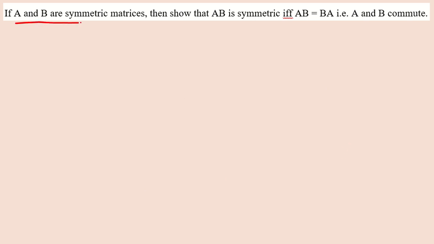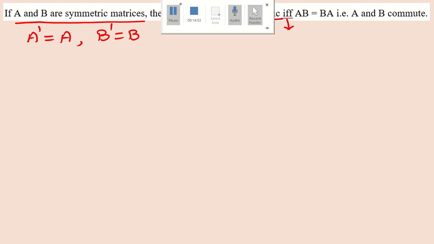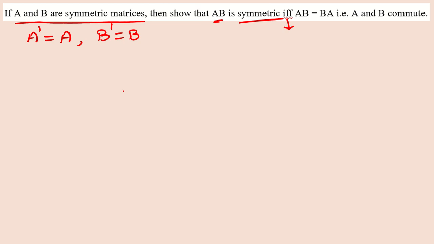If A and B are symmetric matrices. So, first of all, from this information, what can we write? Since they are symmetric, A transpose will be equal to A and B transpose will be equal to B. Then show that for symmetric A and B, A into B is symmetric if and only if AB is equal to BA. I told you IFF means if and only if. This is not a misprint, okay? We have to show both the things, okay?